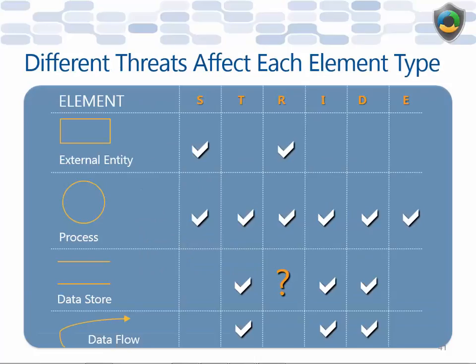And if you say there seems like there's some bleed between these, there is. And you'll notice, again, we already looked at this in an earlier slide. Your external activities, again, spoofing and repudiation. Your processes, everything across the board. Your data stores, tampering, possibly repudiation, information disclosure, and denial of service. Your data flows, tampering, information disclosure, and denial of service.